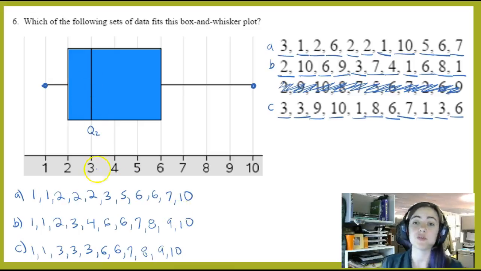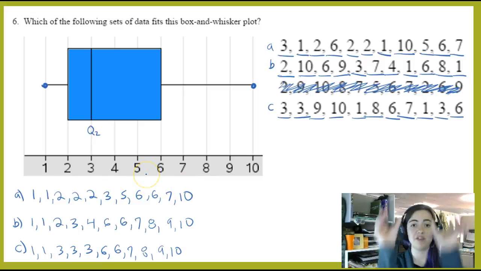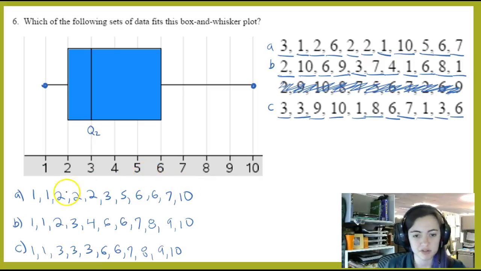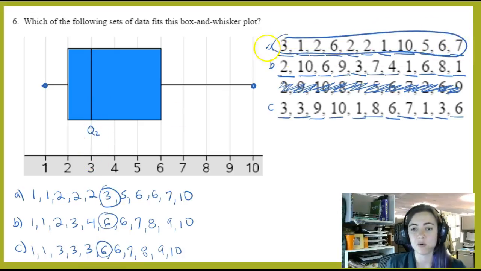So if we're looking for Q2, or our median, what's the middle value of each of these? There are 1, 2, 3, 4, 5, 6, 7, 8, 9, 10, 11. So there's going to be 5 on each side with value number 6 right in the middle. So that's 1, 2, 3, 4, 5, 6. 1, 2, 3, 4, 5, 6. 1, 2, 3, 4, 5, 6. The only one that has a median of 3 is that first set of data. So that is the only one that this box and whisker plot can represent.